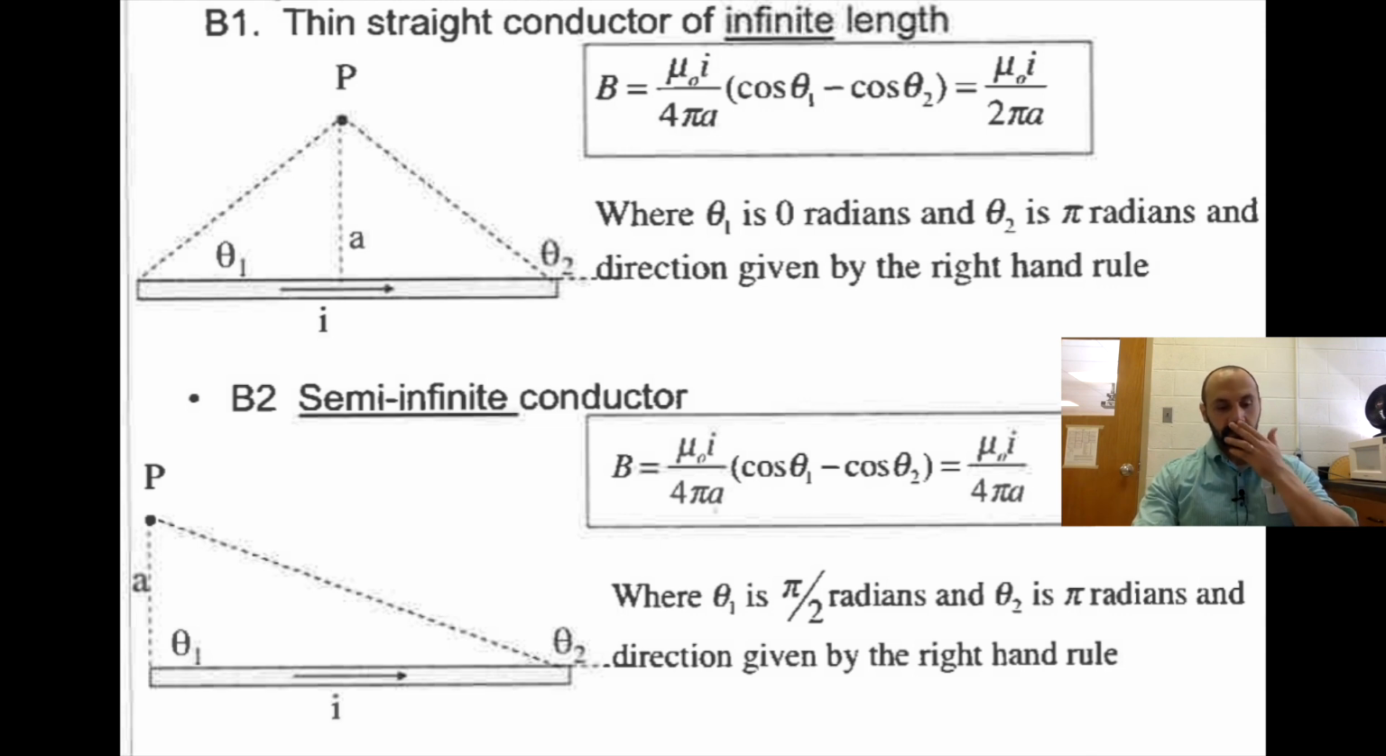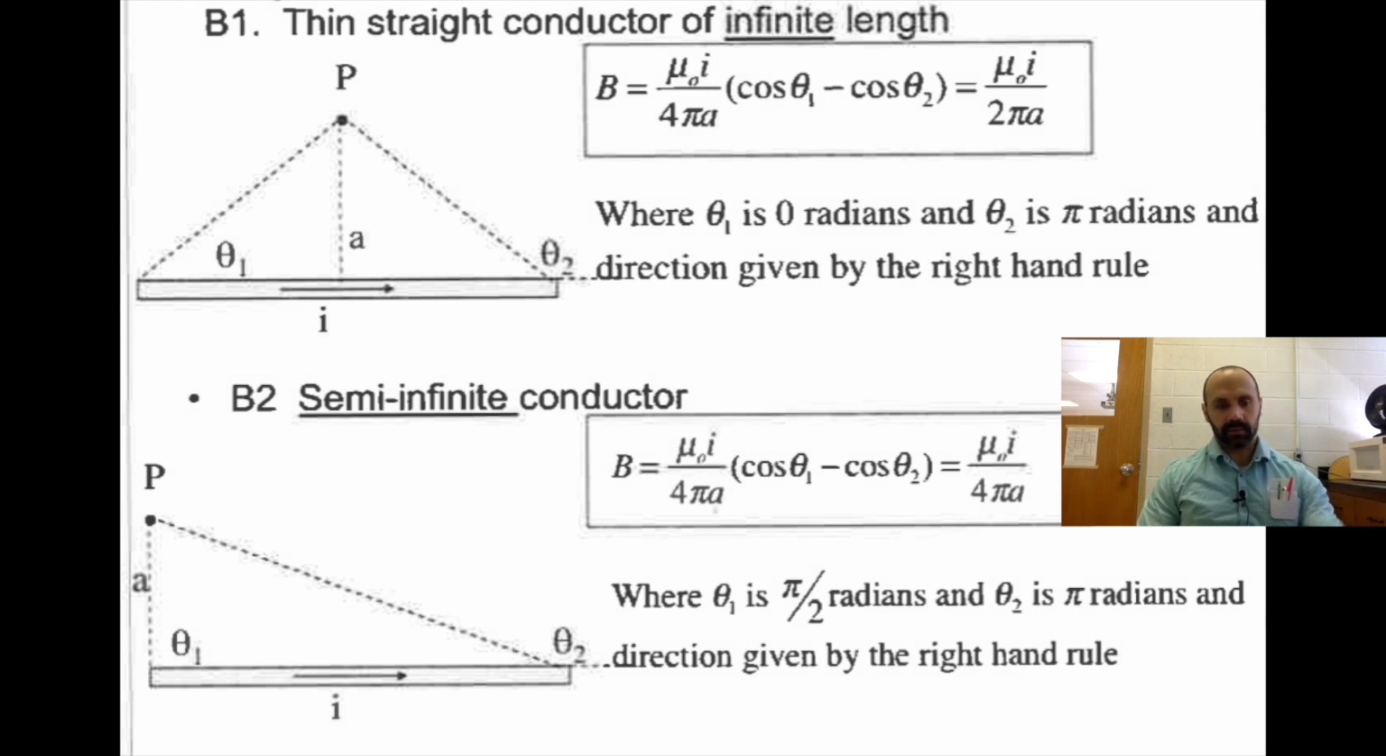So the field of a wire of infinite length is mu naught I over 2 pi a. That would be a good one to have memorized, because we're going to see it quite a bit. For a semi-infinite conductor, so you're at one end and then the conductor goes on forever in the other direction, that's mu naught I over 4 pi a.